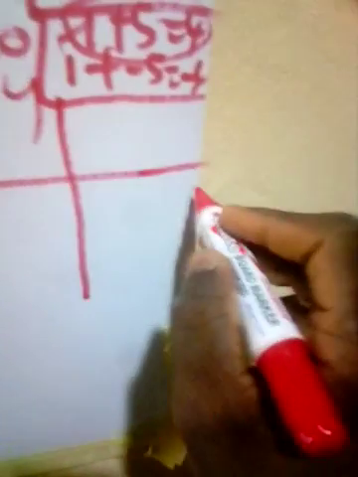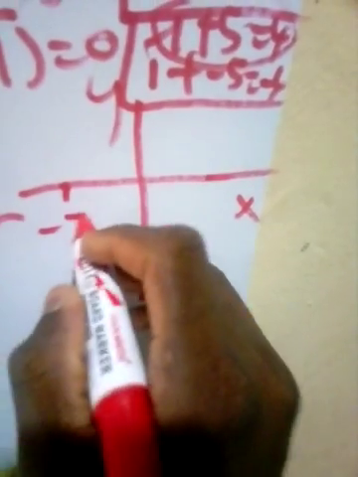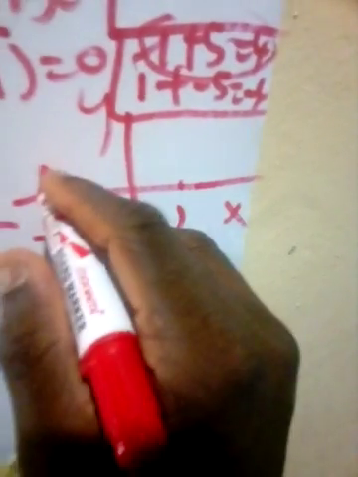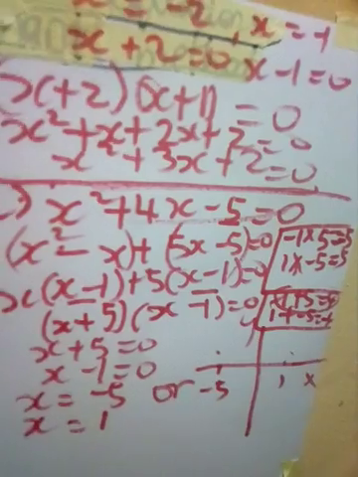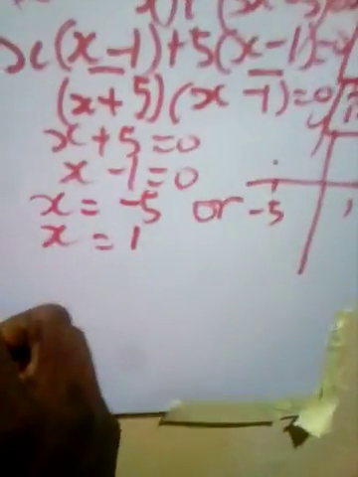So if I have the graph here, if this is y and this is x, my intercepts will be on minus 5 and 1. Those are the values for my x, and if you put any of these values, x equals minus 5 and x equals 1, into this equation, x squared plus 4x minus 5, I'm still going to end up with 0.